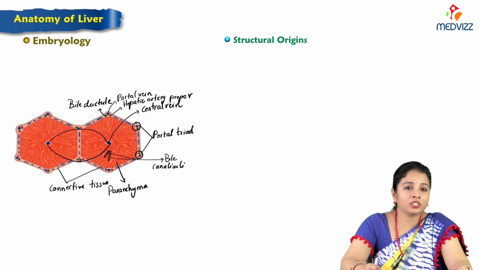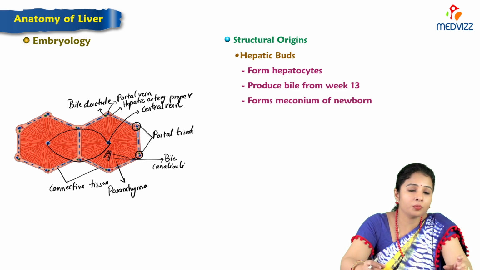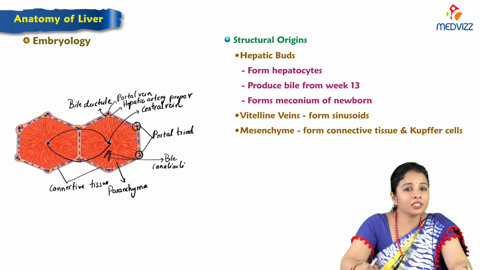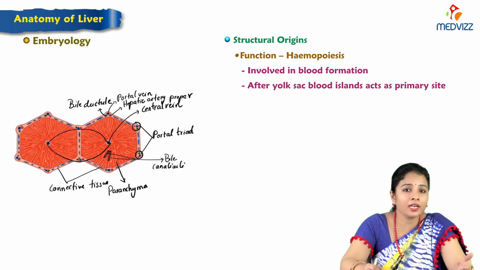Let's see the structural origins of the liver. Hepatic buds form the hepatocytes and produce bile from week 13 of gestation, forming meconium of the newborn. Vitelline veins form the sinusoids, and mesenchyme forms the connective tissue and Kupffer cells. During intrauterine life, the liver acts as a hemopoietic organ where hemopoiesis occurs. So the embryonic liver is also involved in blood formation, after the yolk sac blood islands act as the primary site.